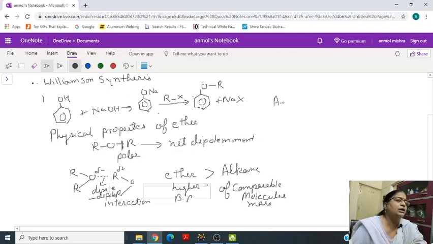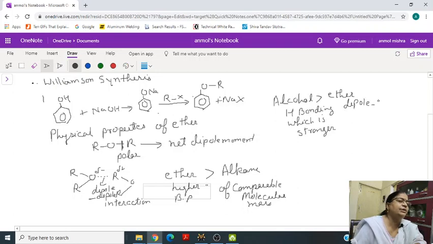Next, if we compare the boiling point with alcohol, alcohol has higher boiling point than ether because alcohol forms hydrogen bonding, which is stronger as compared to dipole interaction. Thirdly, you can also compare with alkene, but you should keep in mind that the carbon atoms in both the compounds should be the same, with comparable molecular mass.